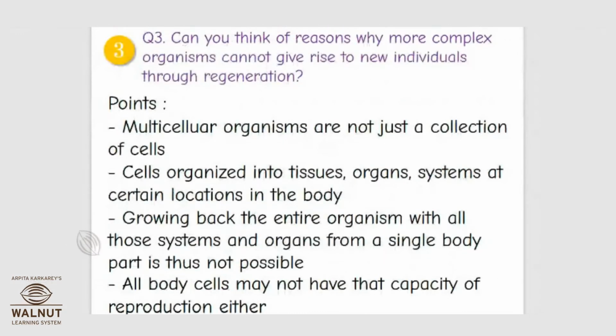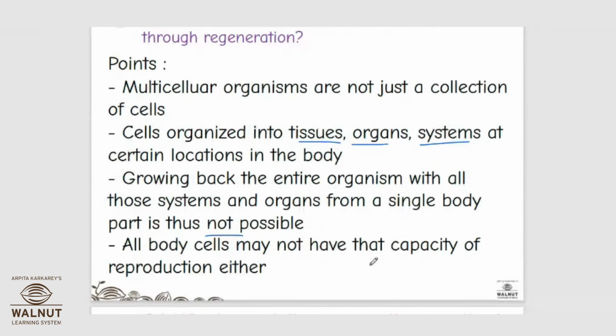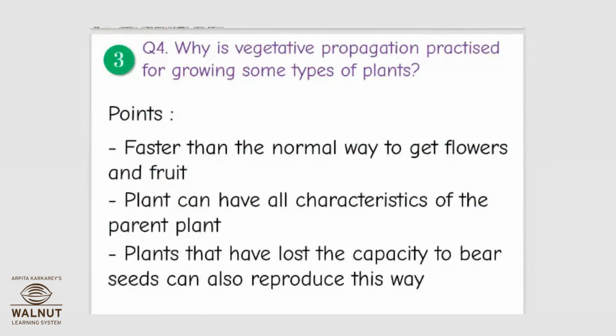Here you can see the answer. Again, it is given in points. Please elaborate in your words. Don't copy. So multicellular organisms are not just a collection of cells. Cells are organized into tissues, organs, and then organ systems at certain locations in the body. Growing back the entire organism with all those systems and organs from a single body part is thus not at all possible. All body cells may not have that capacity of reproduction either. Yes, I hope this question is clear to all of you.